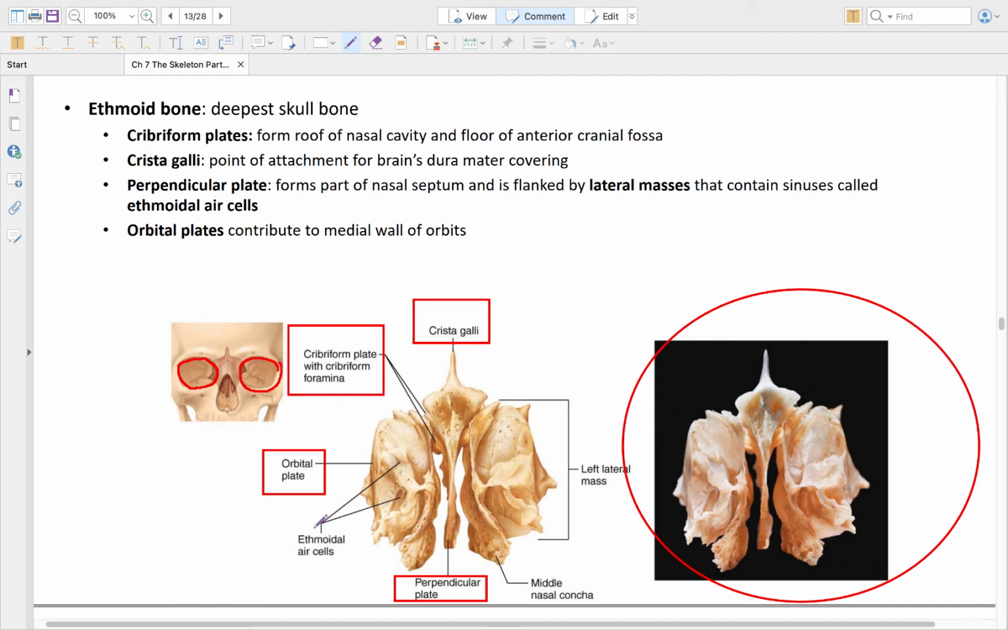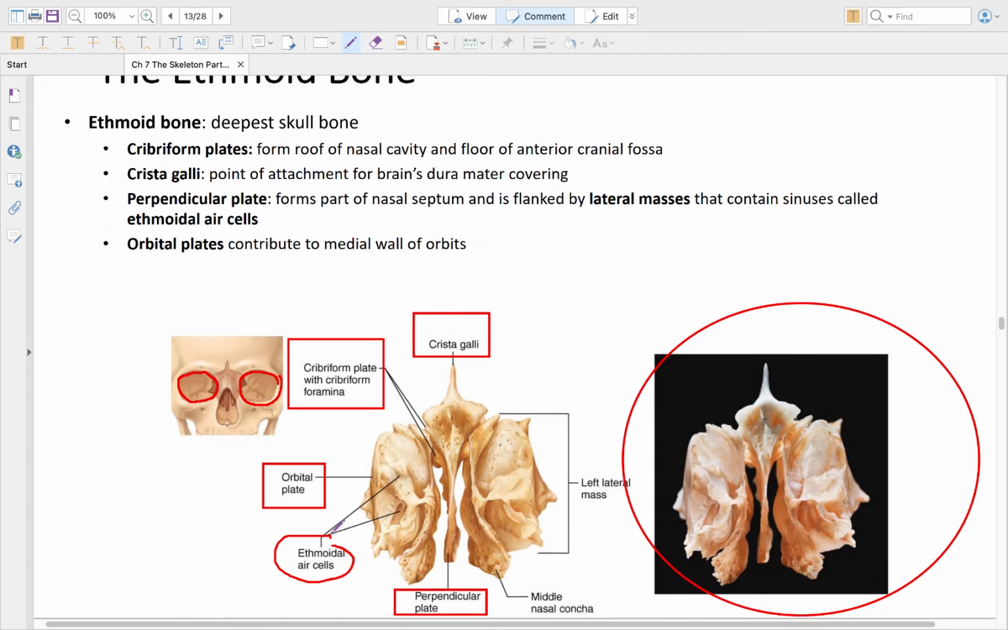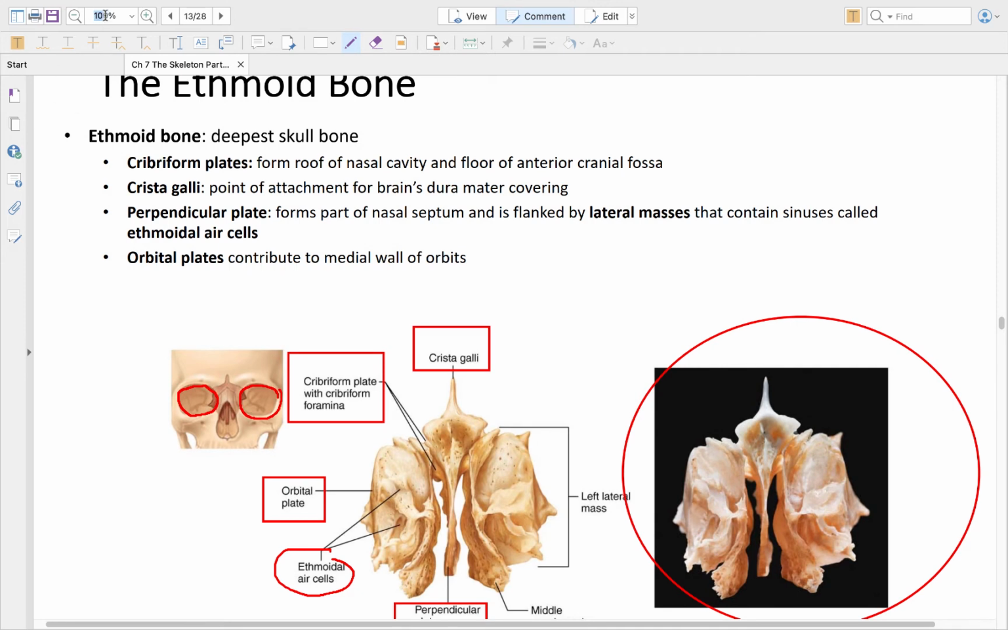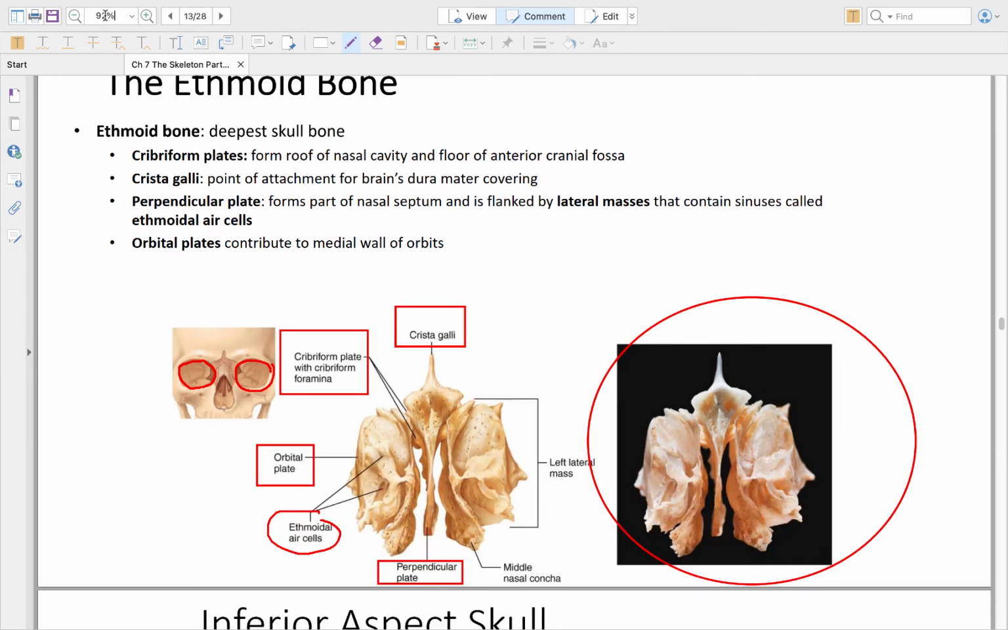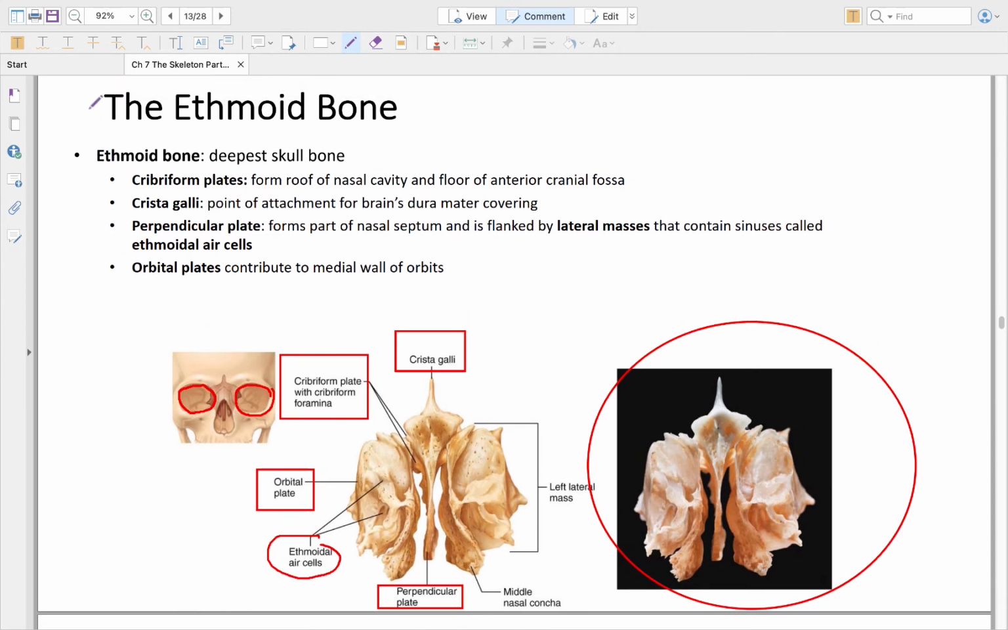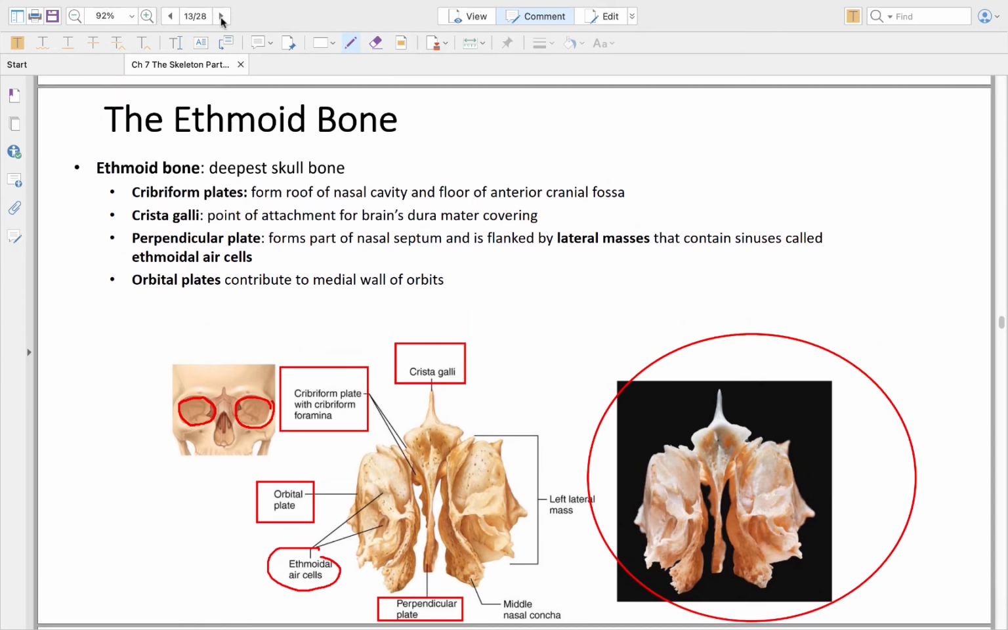Okay, ethmoid air cells, those are going to be sinuses. Okay, those are the structures we're covering on the ethmoid bone. So you want to be able to know the bone markings and the bone itself.